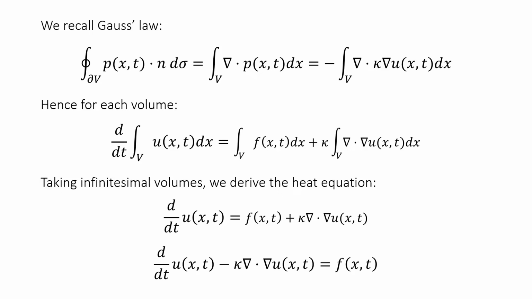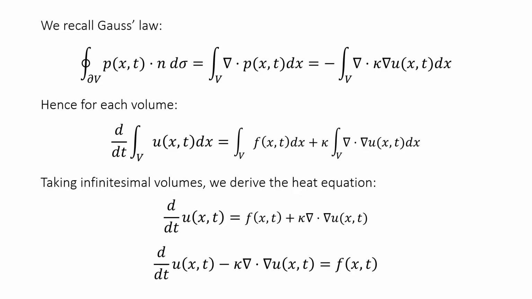We know that the heat flow is a negative gradient of the heat distribution u times this material parameter kappa. And for that reason, we see that the integral equals negative the integral over the volume V of the divergence times kappa times the gradient of u(x,t) dx. So we've transformed the surface integral into a volume integral that we can express in terms of the heat distribution u. And now we can plug this into the continuity equation.